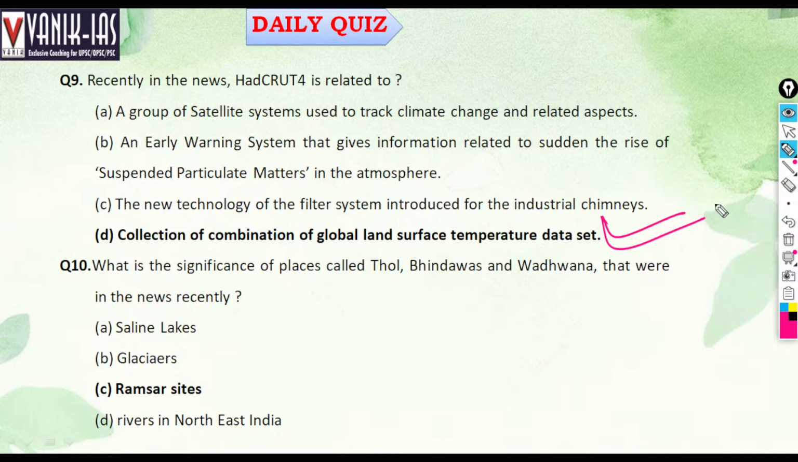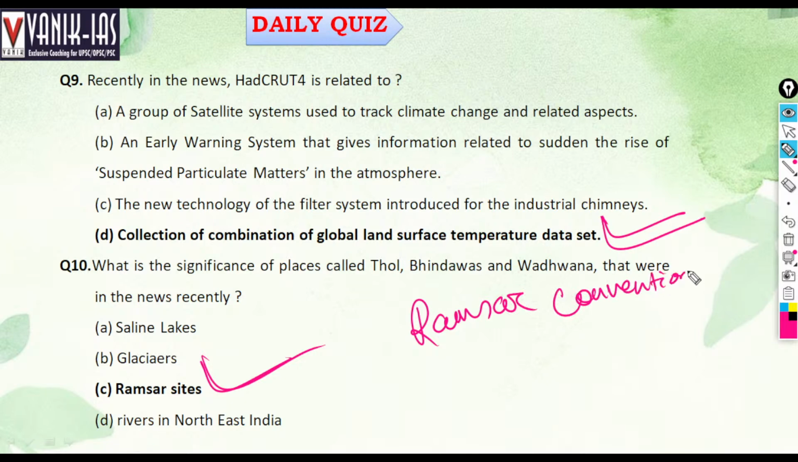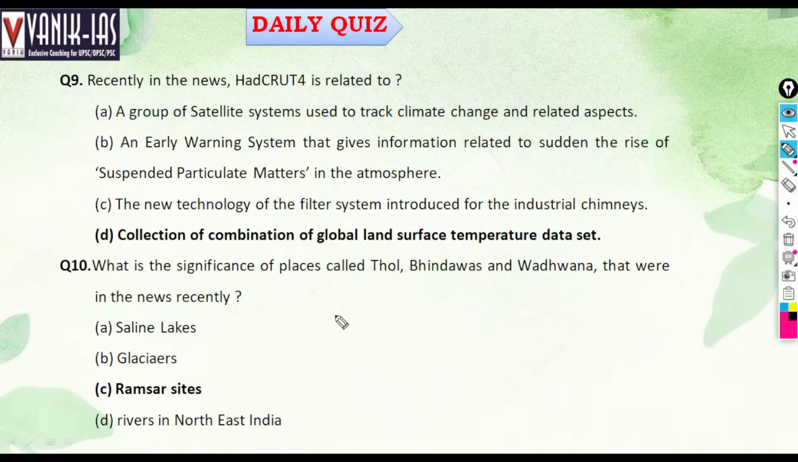Okay. Then what is the significance of Thol, Bhindawas, Wadhvana that are in the news recently? They are Ramsar sites, right? There is something called the Ramsar Convention for protection of wetlands. It is an international treaty for the conservation of wetlands of international importance. And what is this Bhindawas Wildlife Sanctuary? Remember, one by one we'll go.